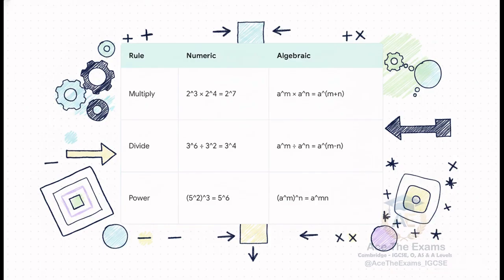Take multiplication. When you multiply 2 to the power of 3 by 2 to the power of 4, the rule is to simply add the little numbers to get 2 to the power of 7. The exact same logic applies to algebra. a to the power of m times a to the power of n is just a to the power of m plus n. Division, you just subtract the indices. And when you have a power raised to another power, like 5 squared all raised to the power of 3, you multiply those indices together to get 5 to the power of 6. The algebraic rule on the right is literally just a generalized version of the numeric rule on the left. It's the exact same machinery.